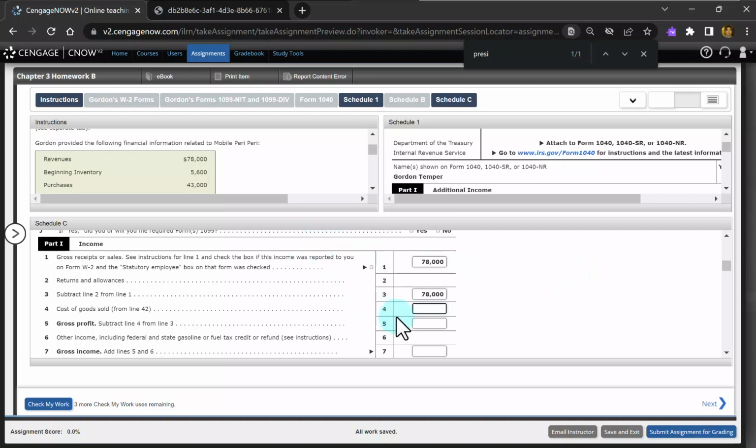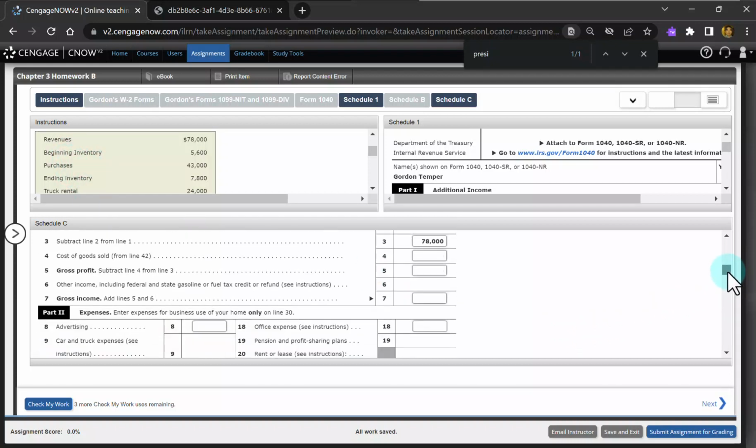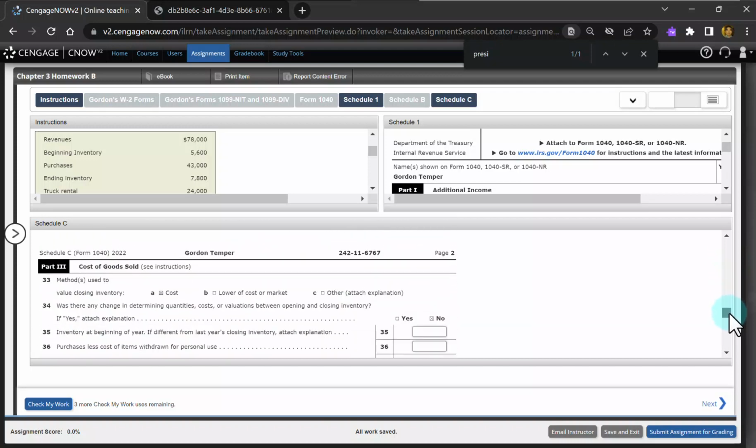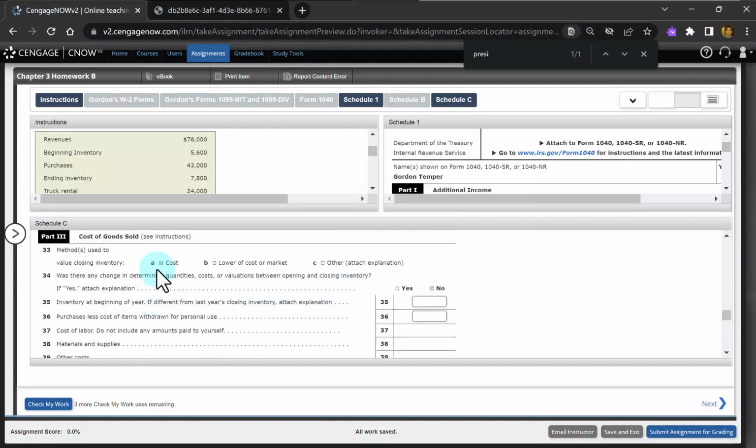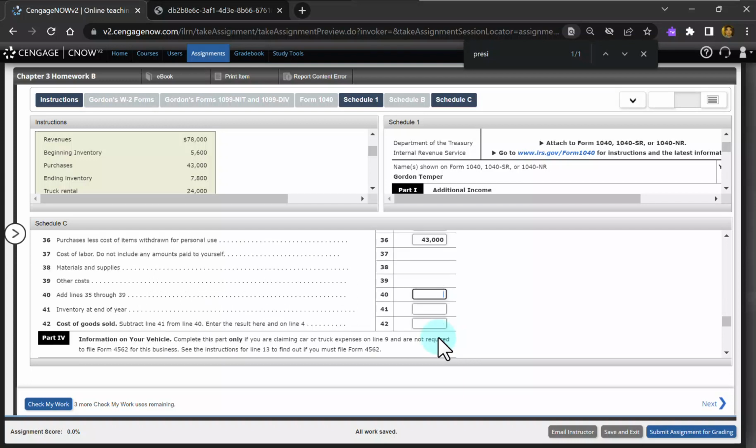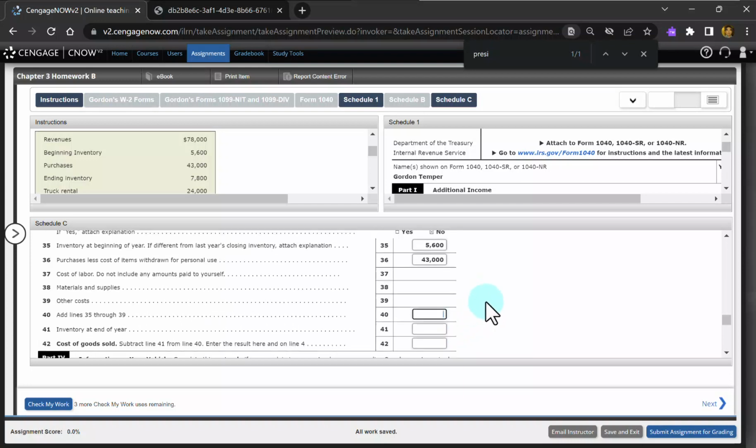Now the next line, line 4, is the cost of goods sold, and we're given information to calculate that out. That's the inventory, beginning and ending and purchases. And on the tax form, it's calculated back here on page 2 of the Schedule C. Looks like this cost box is already checked off for us. So beginning inventory is 5,600. The purchases for the year is 43,000. And then the total. Can I do this in my head? I'm not going to trust my brain here.